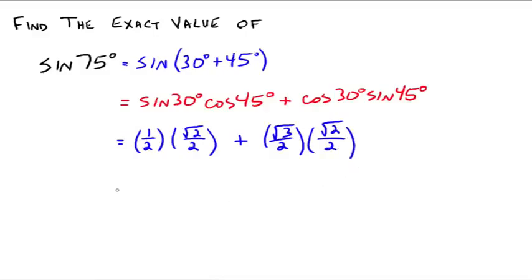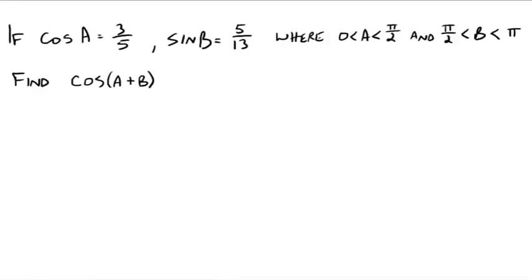And so when you add all that up, you get the square root of 2 over 4 plus the square root of 6 over 4. So you get the square root of 2 plus the square root of 6, which does not go to the square root of 8, all over 4. That's it. That's the exact value using our identity. All right, that's fine and dandy, but the sum and difference formulas come in handy when we have something like such.